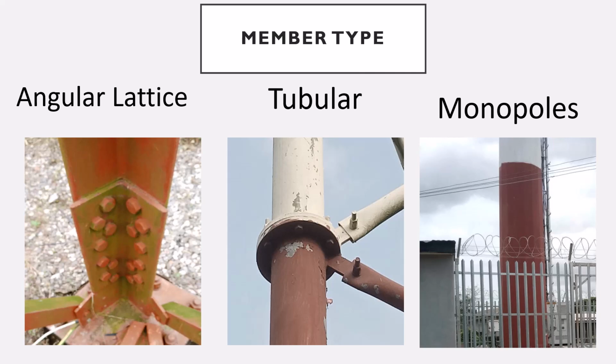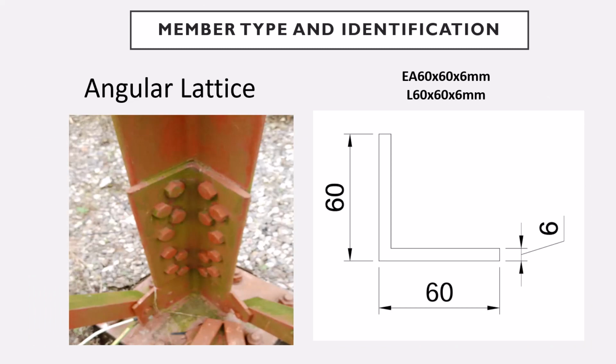So we have our angular lattice, we have the tubular sections, and we have the monopoles. Now, the monopoles and the tubular sections, I would say, fall almost in the same category when you are trying to choose them from the code. But we'll get to that along the way as time progresses. So let's start off with this angular lattice.